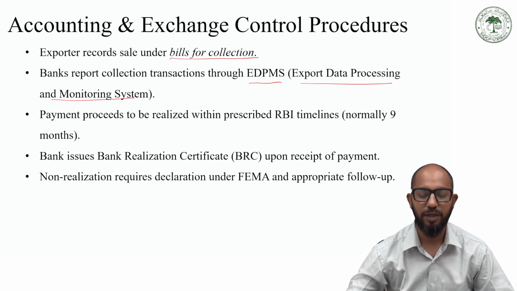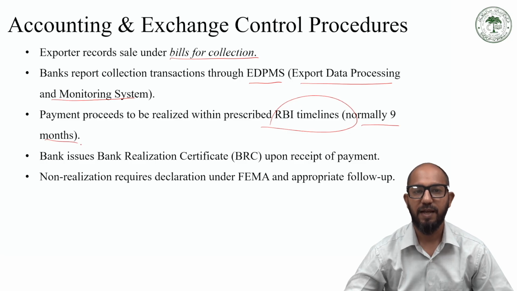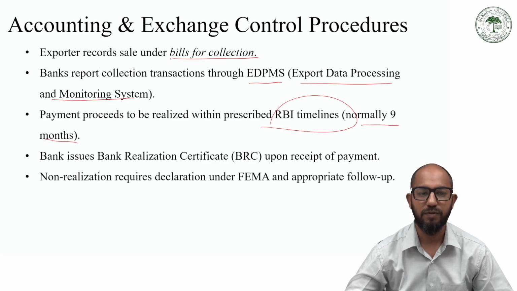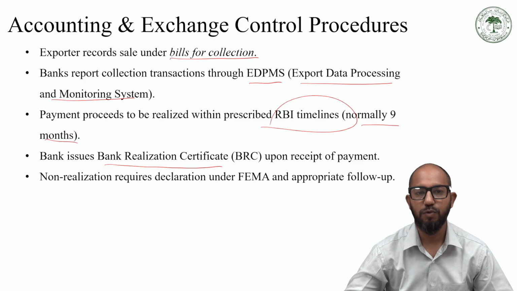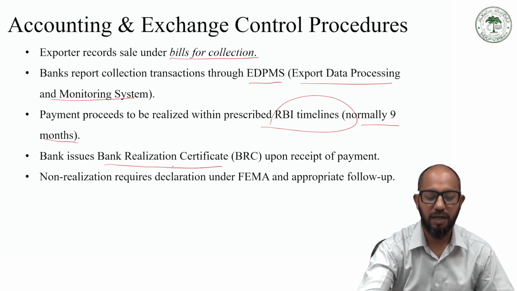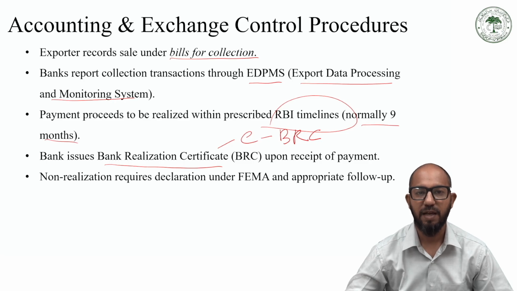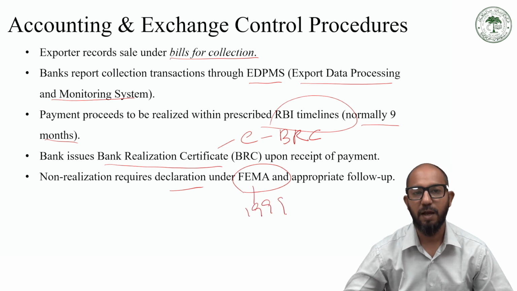The payment proceeds are to be realized within prescribed RBI timelines, that is not more than 9 months. In exigencies, the time may cross 9 months, but normally the recommended time is below 9 months. Under accounting and exchange control procedures, banks also issue a bank realization certificate upon receipt of payment. With the use of digitalization and technology, this bank realization certificate also has an e-form known as e-bank realization certificate. Finally, non-realization requires declaration under FEMA, that is Foreign Exchange Management Act of 1999, and appropriate follow-up with the relevant institutions.